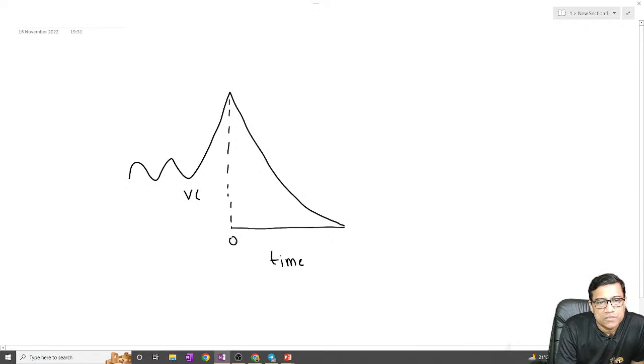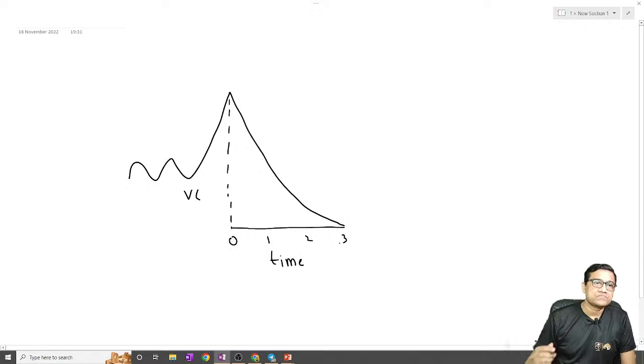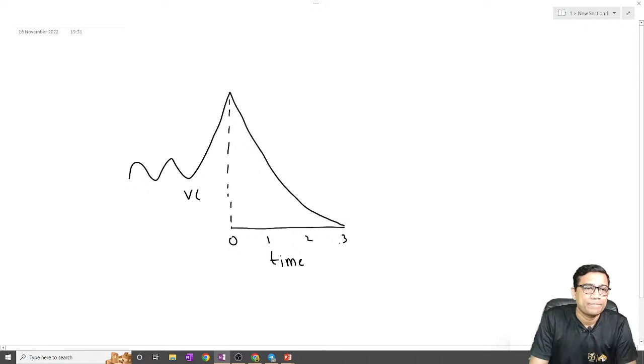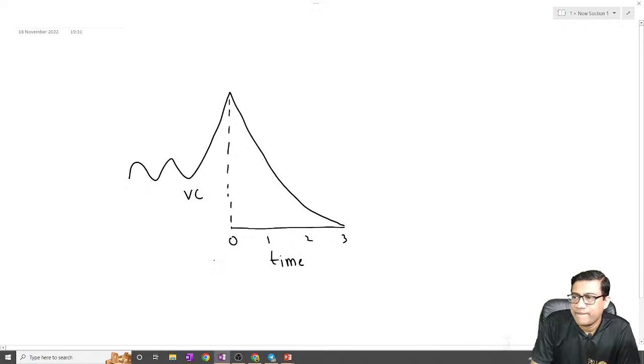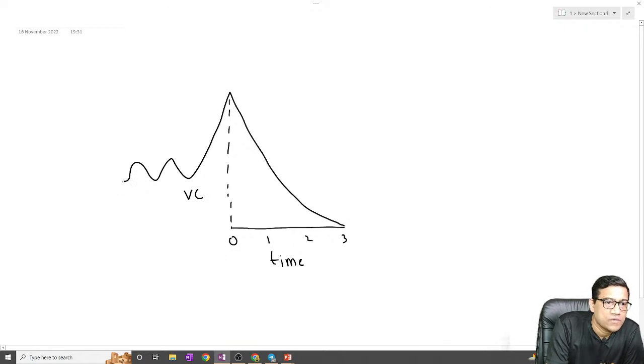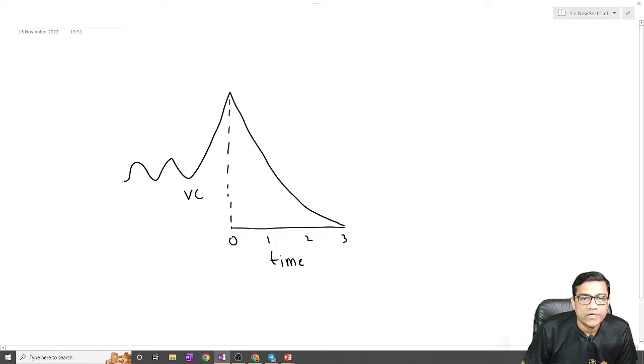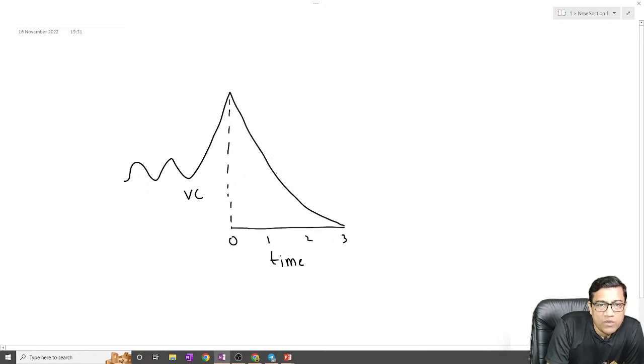Okay? 0, 1, 2, 3. 0, 1, 2, 3. Is that right? So clear now? So 0, 1, 2 and 3. Now first question: how much air comes out in the first second?